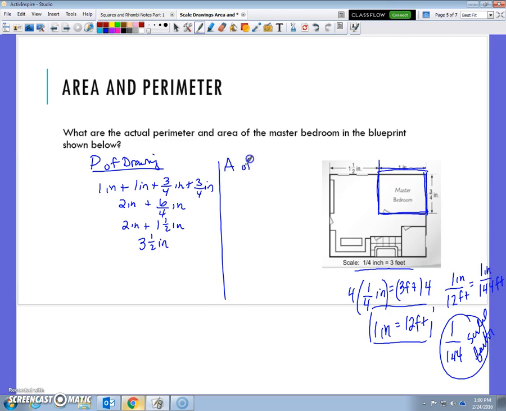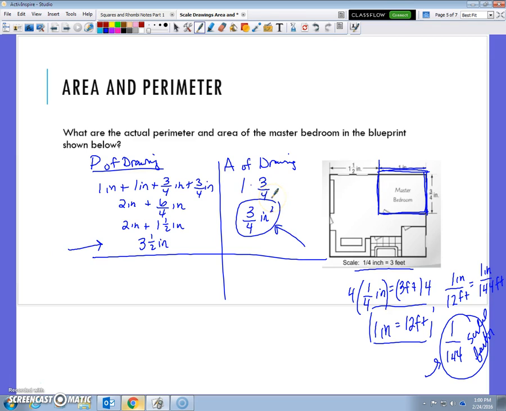The area of the scale drawing, or we could just say the drawing, is length times width. So 1 times 3/4. Well, anything times 1 is itself, so we're going to say 3/4 inches squared. Okay, so now that's just the footwork I have to do. I need a scale factor. I need to know what the perimeter is right now, what the area is right now. I need all these things before I can find the perimeter and area of the actual room.